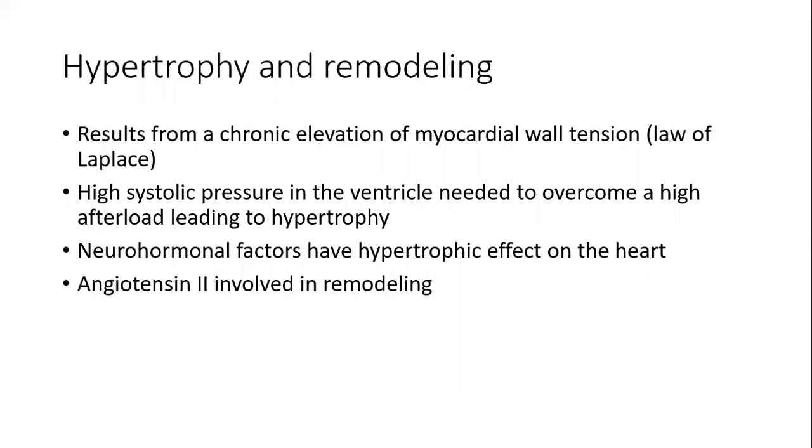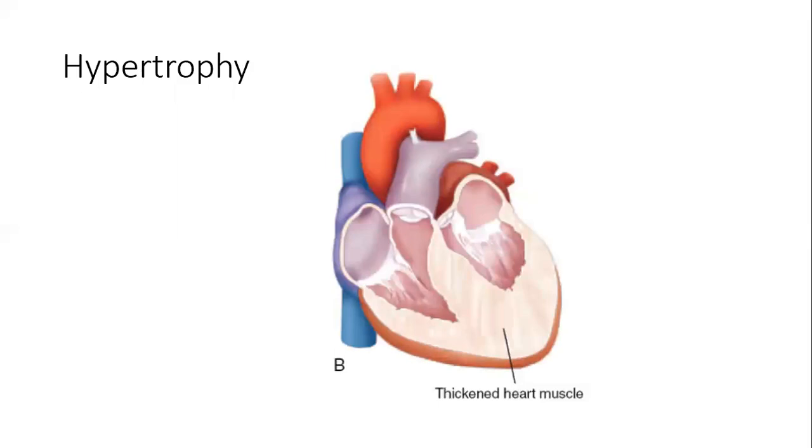So hypertrophy and remodeling is another response to heart failure, and that results from a chronic elevation of myocardial wall tension. That's law of Laplace. The systolic pressures in the ventricle are needed to overcome a high afterload, leading to hypertrophy. And neurohormonal factors have a hypertrophic effect on the heart. And angiotensin 2 gets into the picture and is involved in remodeling. And angiotensin 2 is one of the things that's implicated in the COVID inflammatory process as well in the lung. So this is what hypertrophy looks like.